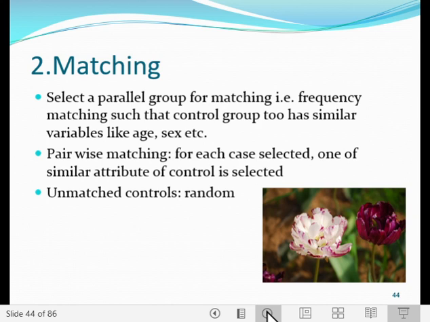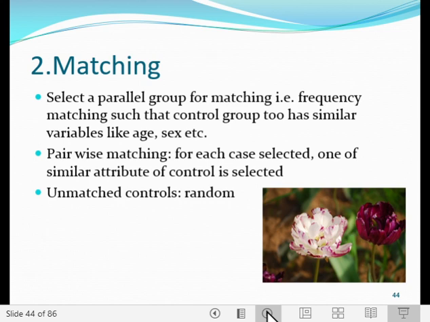Second step is matching, that is, to select a parallel group for matching. Frequency matching, such that control group has similar age, sex, etc. That is, if you are doing a case, then for age 40 to 50 you select 100 patients as controls and 100 patients as cases, and so on for the next age groups. Or you can do pairwise matching, that is, for each case selected, one control of a similar attribute is selected. Or there can be unmatched controls, that is, randomly selected.